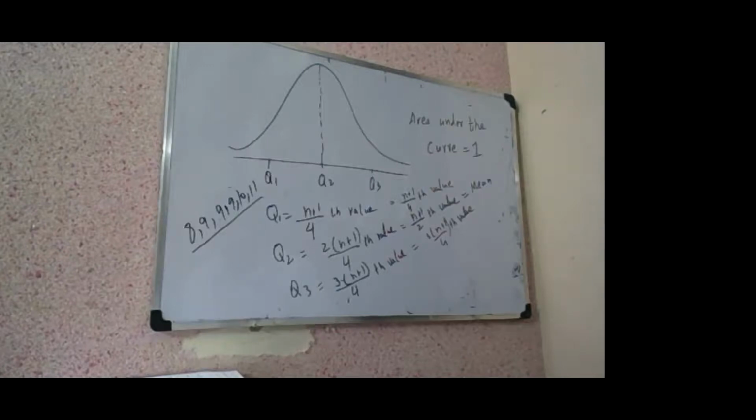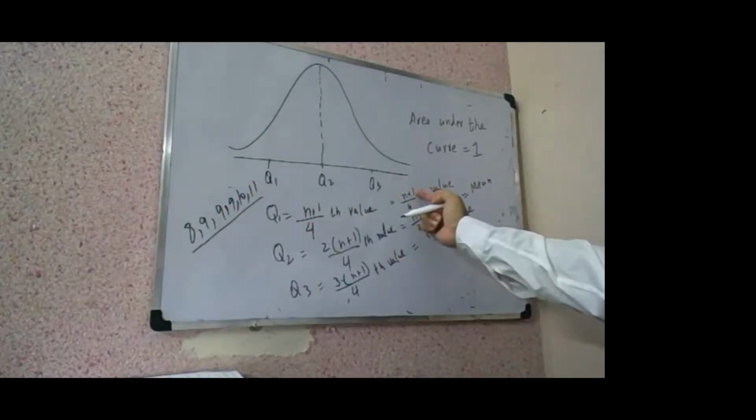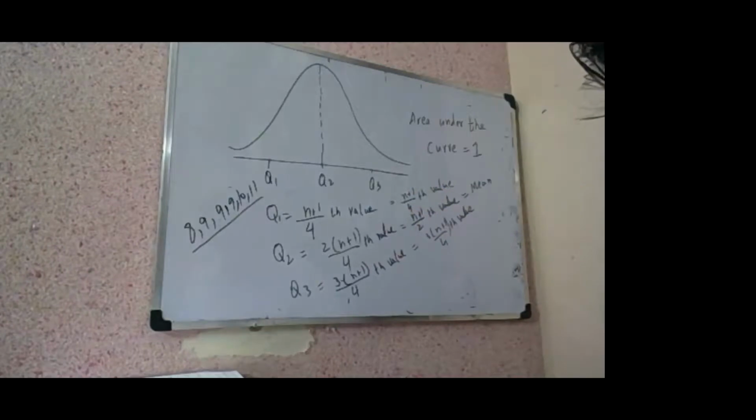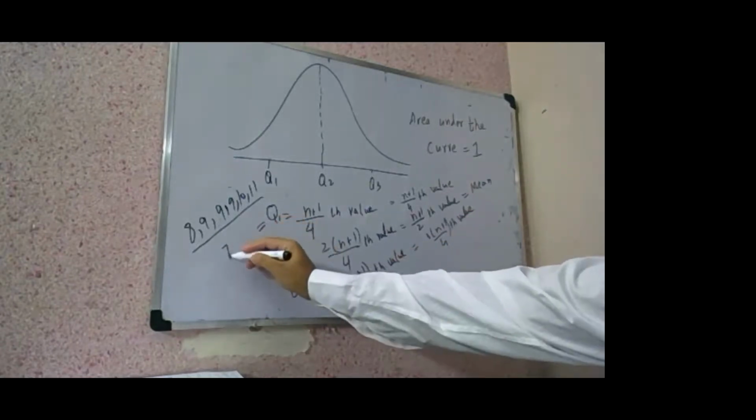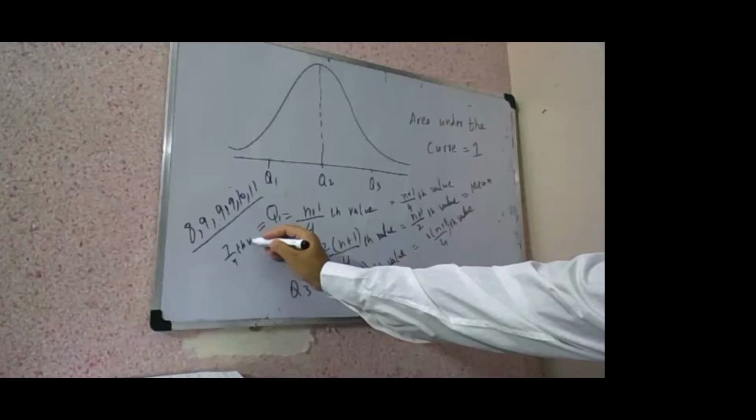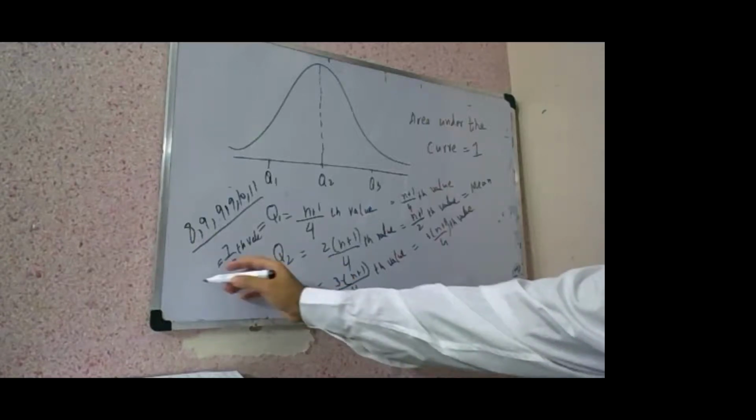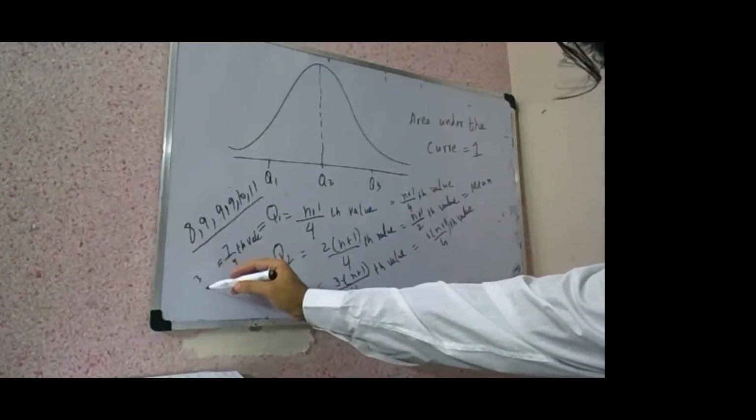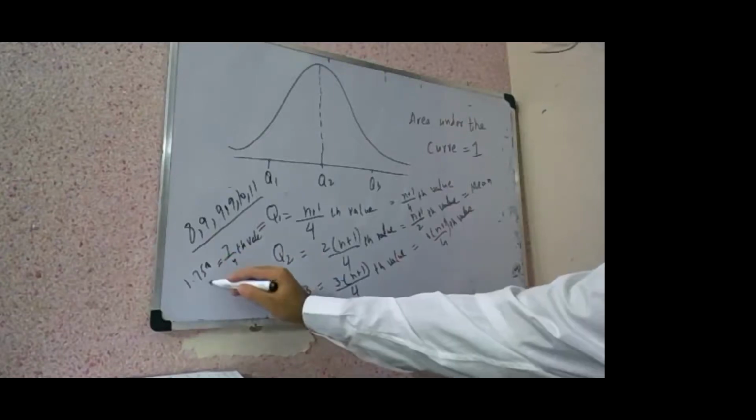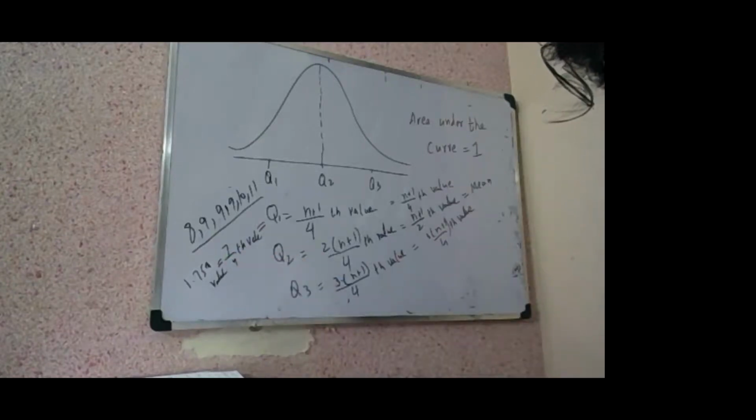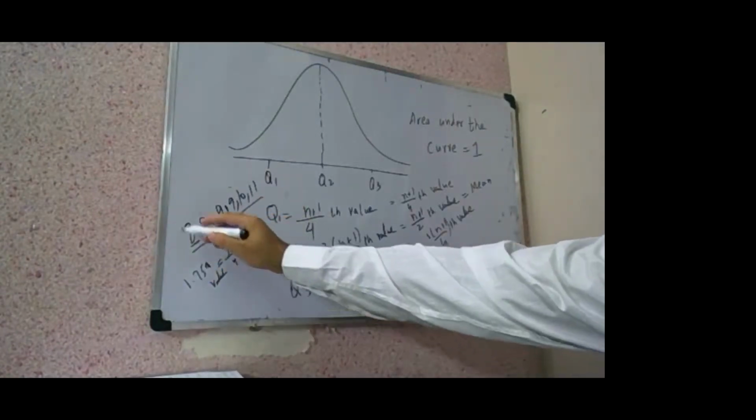So Q1 will be, how much is n? n is 1, 2, 3, 4, 5, 6. So Q1 will be (6 plus 1) by 4, which is 7 by 4, which is 1.75th value. Which means that Q1 lies between the first value, 8, and the second value, 9.